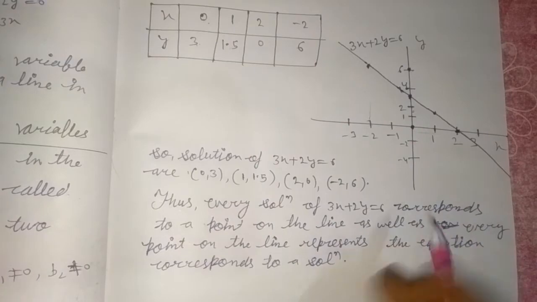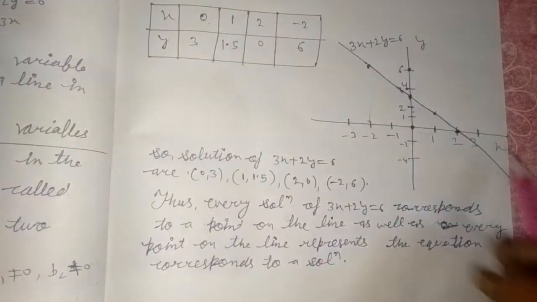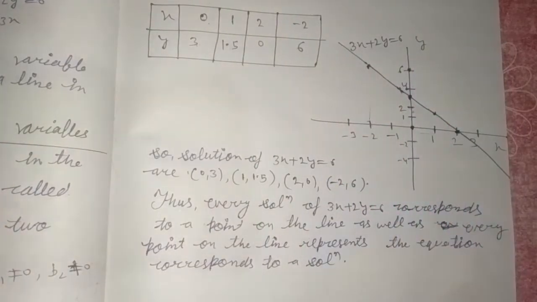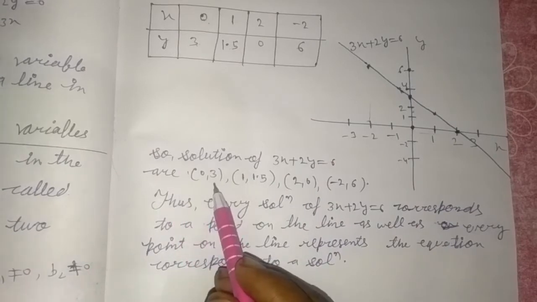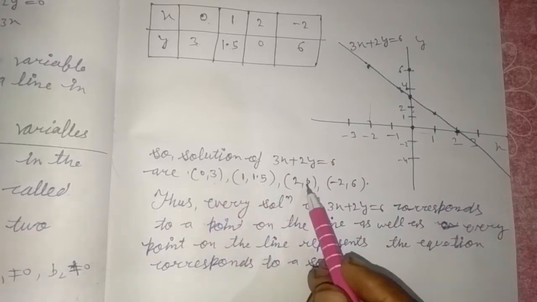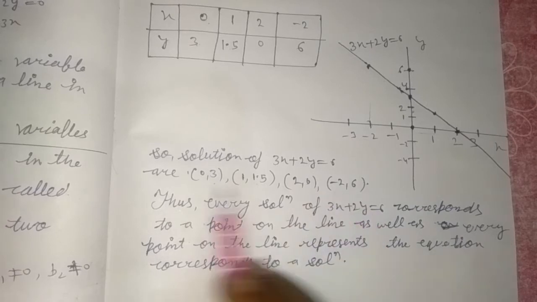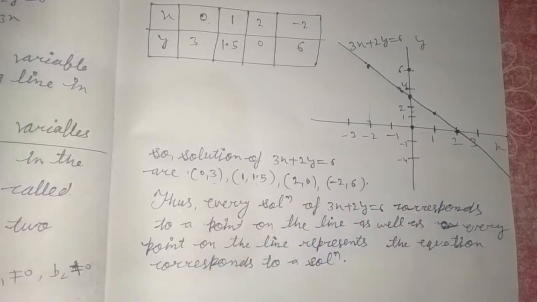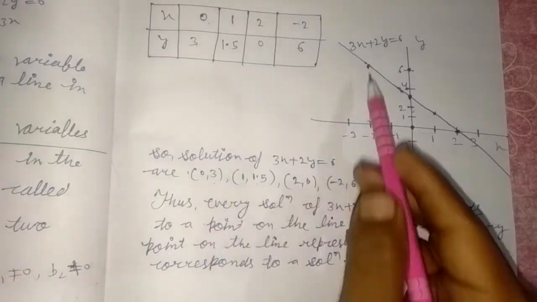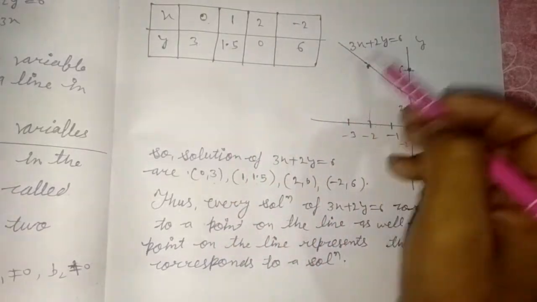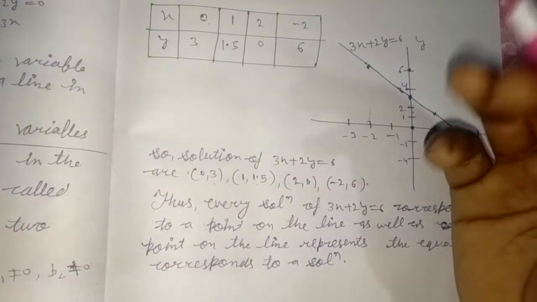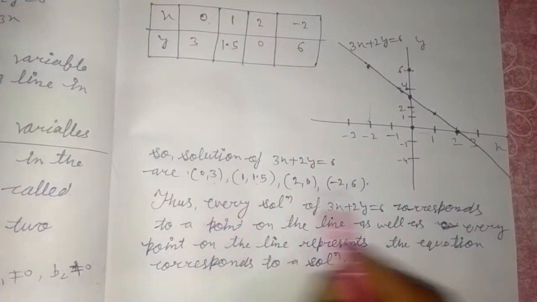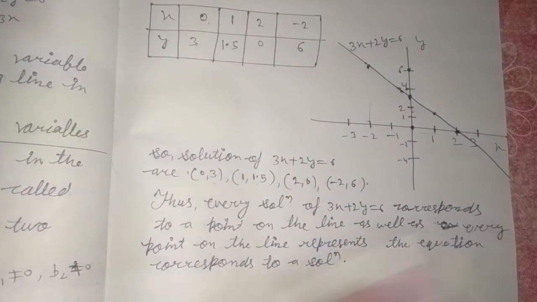Means these are the solutions. So we can tell about this line which represents in the xy plane. Solutions of 3x plus 2y equals 6 are (0, 3), (1, 1.5), (2, 0), (-2, 6). There are 4 solutions. You can know that this equation can have infinitely many solutions, but here we will represent only 4 solutions for understanding to all of you.